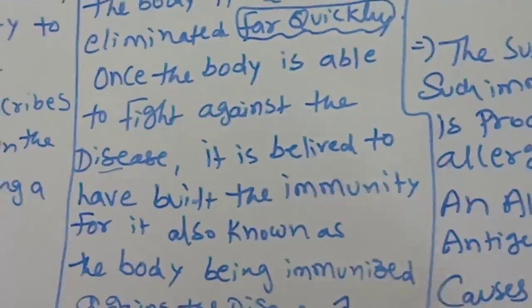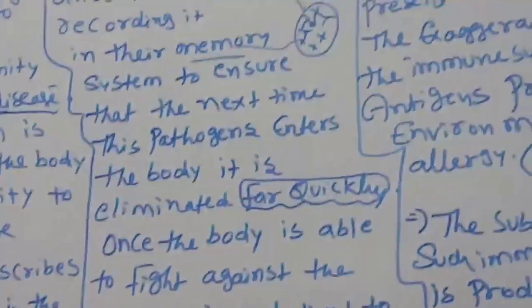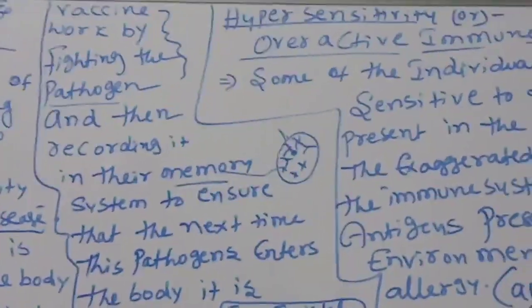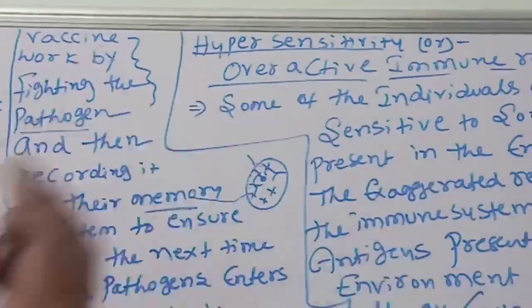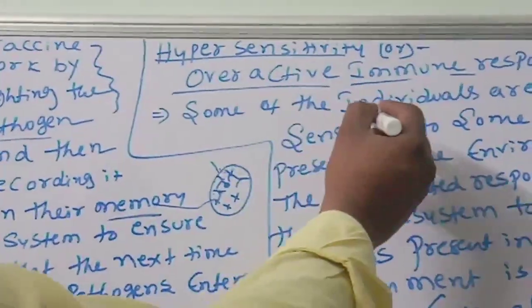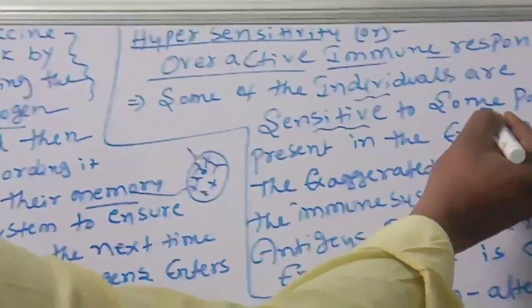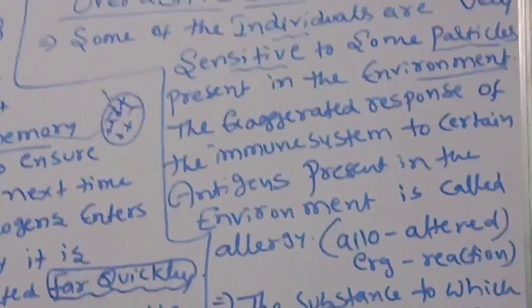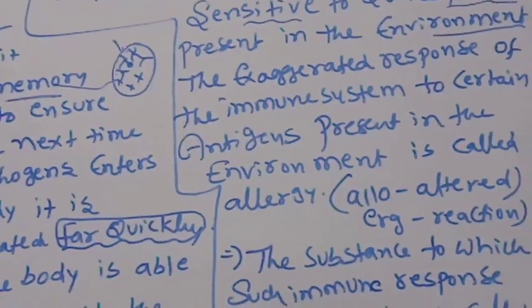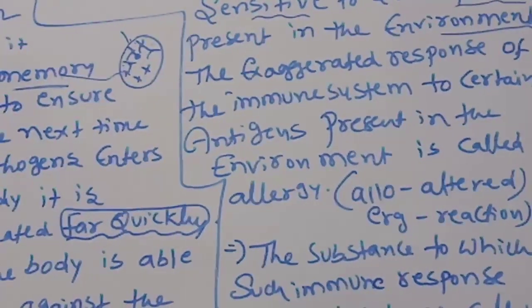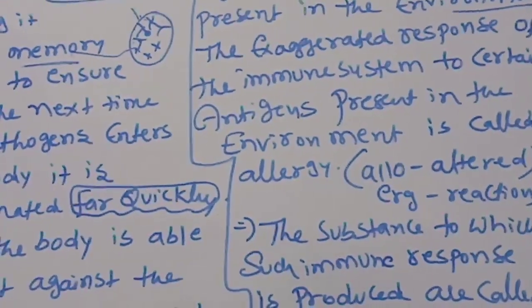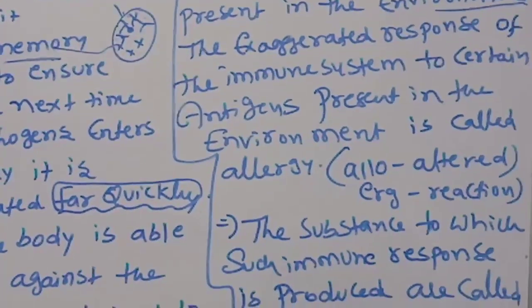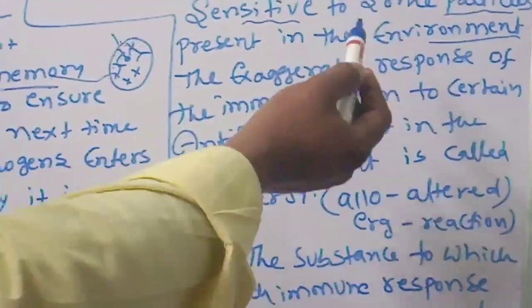Next, we come to hypersensitivity. In the name itself, the answer is there. Hyper means too much; an overaction of the immune response is called hypersensitivity. Some individuals are very sensitive to some particles present in the environment. For example, if they eat brinjal, they will feel allergy, or if they inhale any pollen grains, they will feel allergy. Like that, some are very sensitive to particles present in the environment.